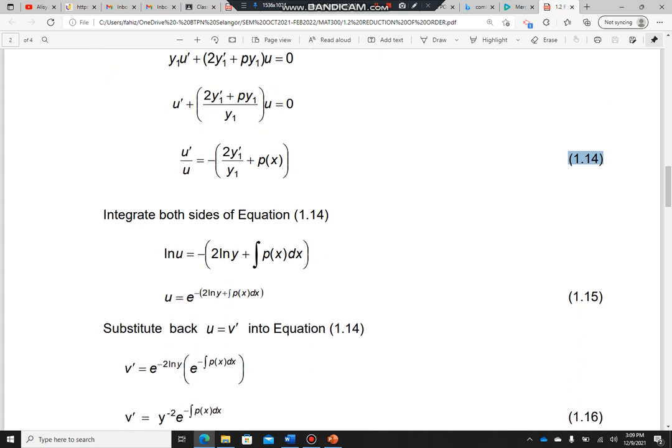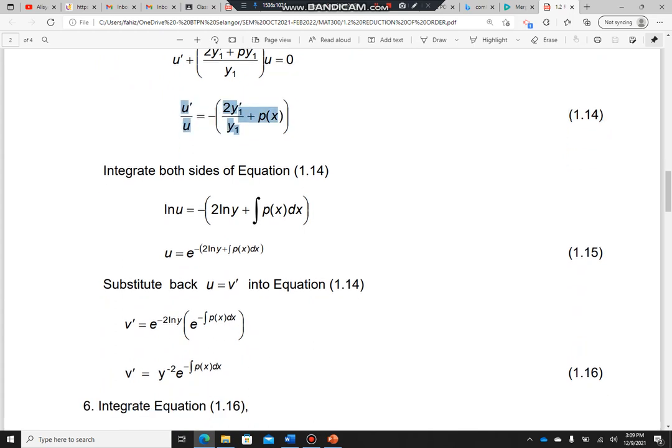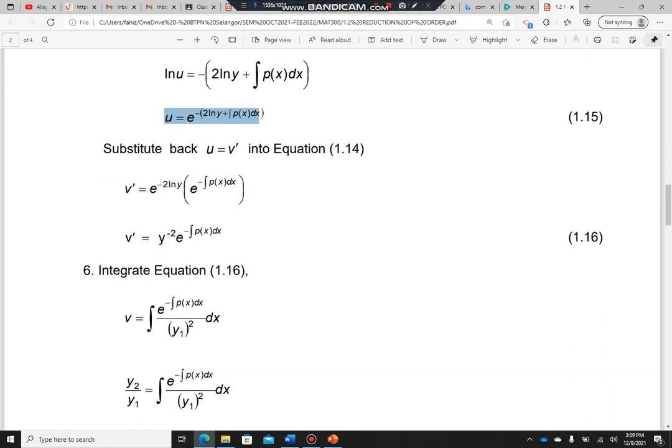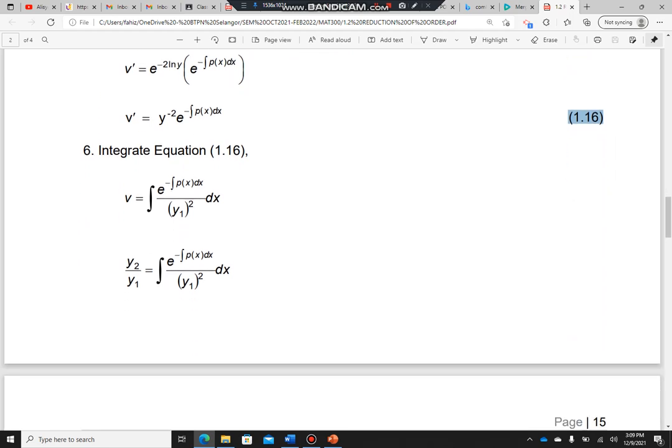Next, integrate both sides of equation 1.14. So it means that you need to integrate this equation, so you get this solution. Then substitute back u equals v' into equation 1.14, so you get equation 1.16. And then last one, integrate equation 1.16. So you integrate this equation.